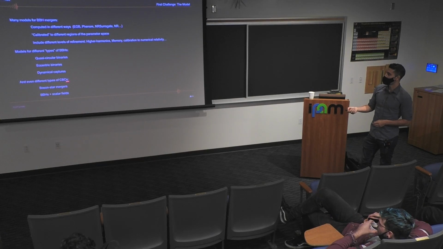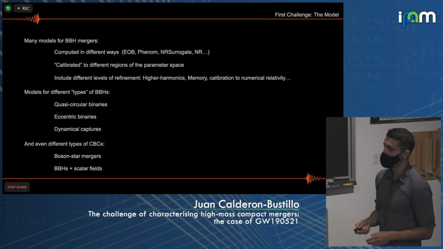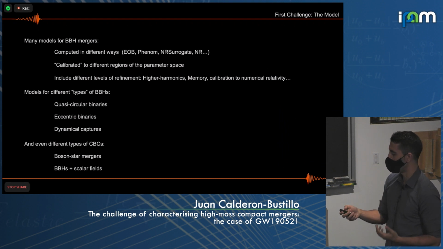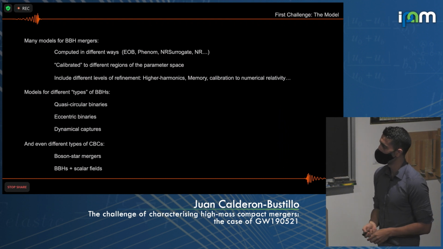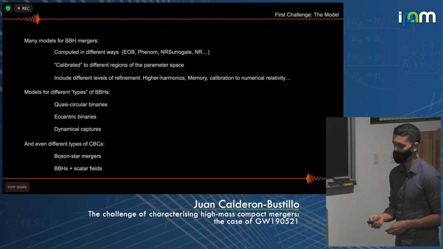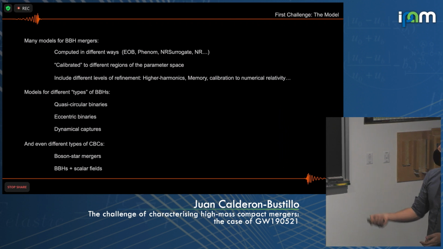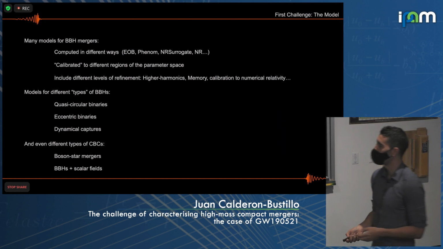And of course, you can have even different types of CBCs, or of compact binaries. So you can have objects of different nature. For instance, boson star mergers, or you can even have binary black holes immersed in scalar fields. So the question here is, what did you choose initially for your analysis?